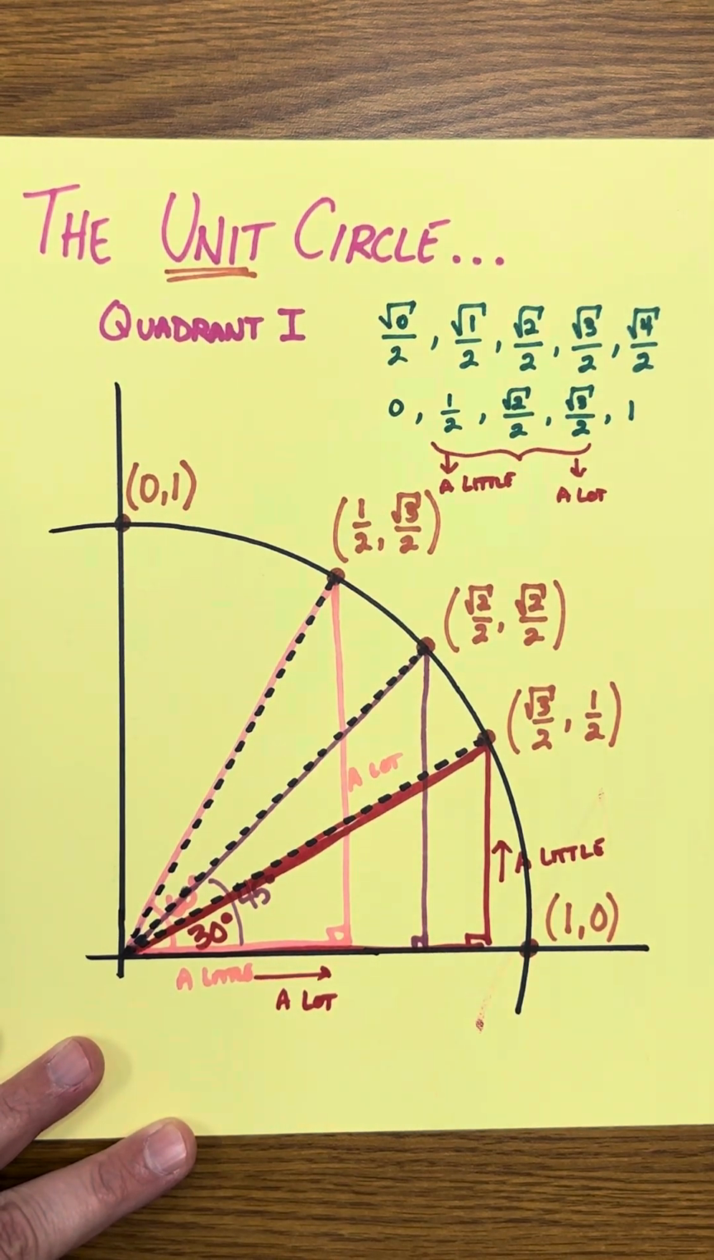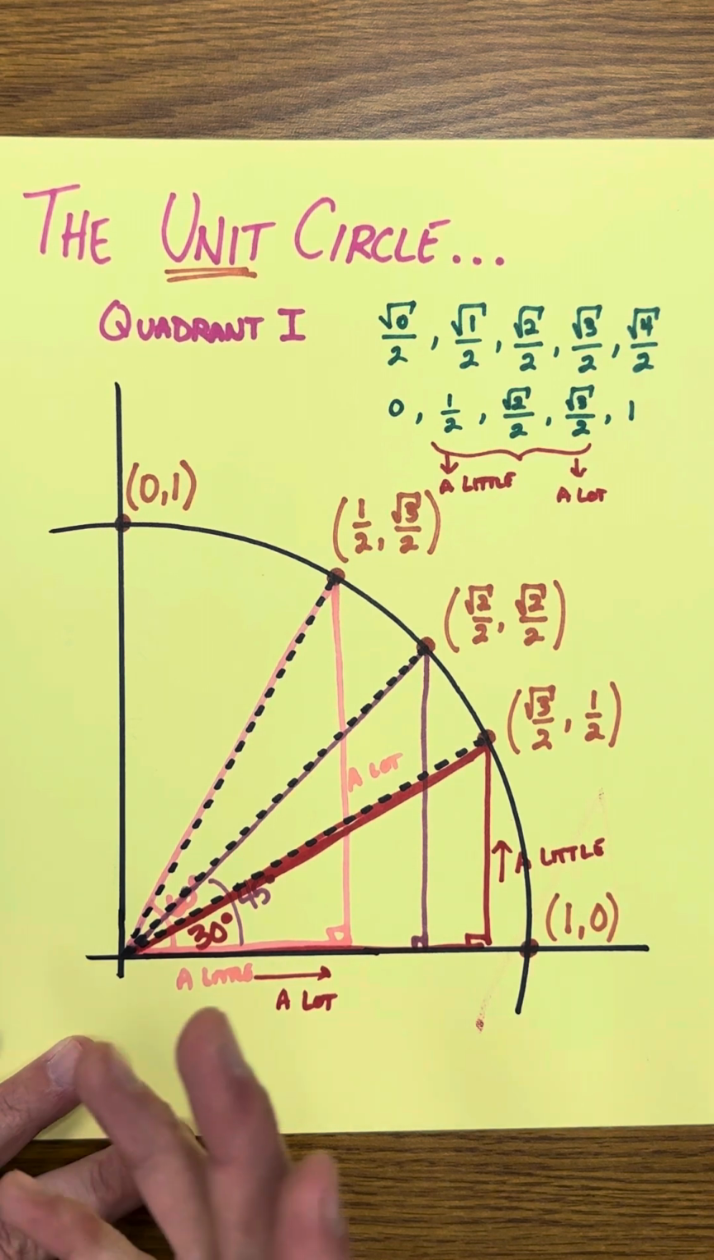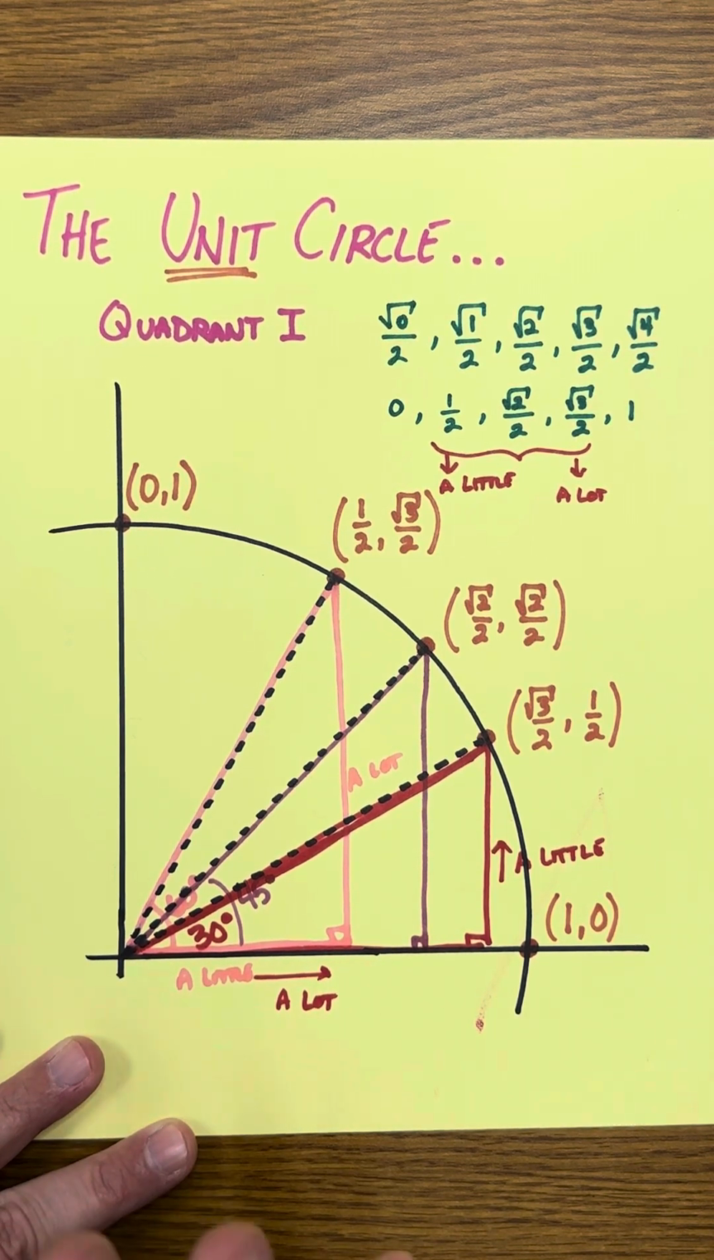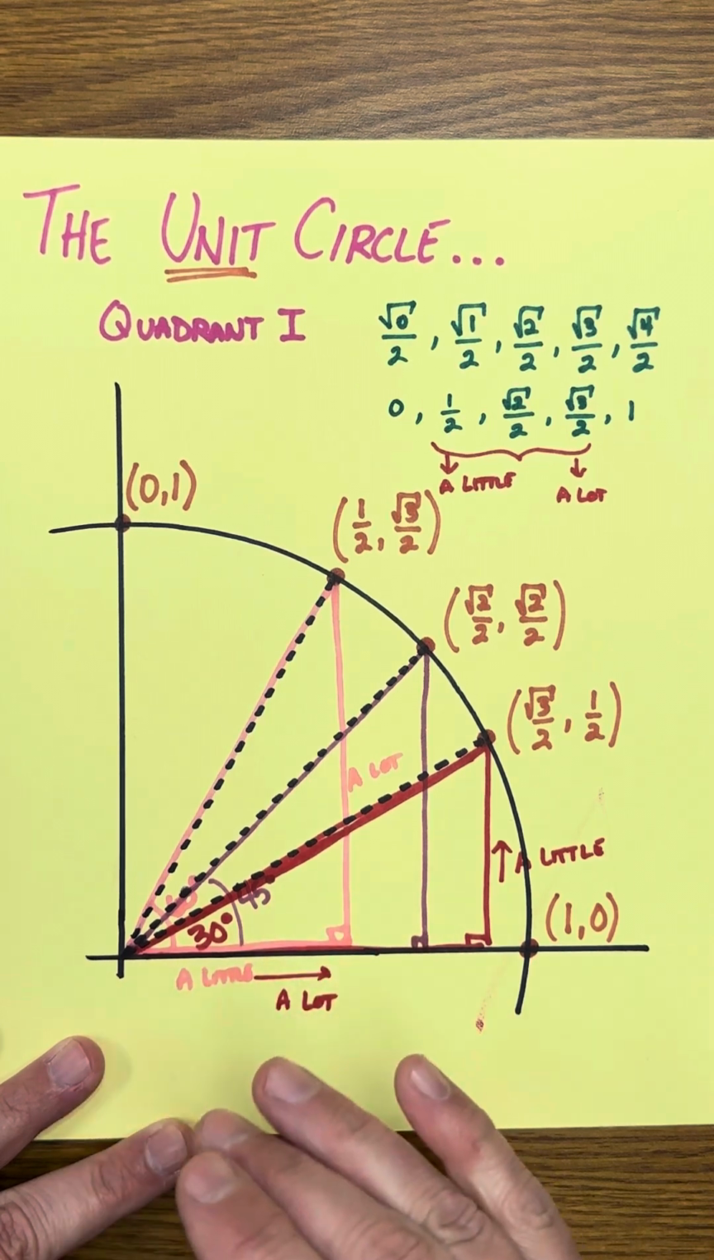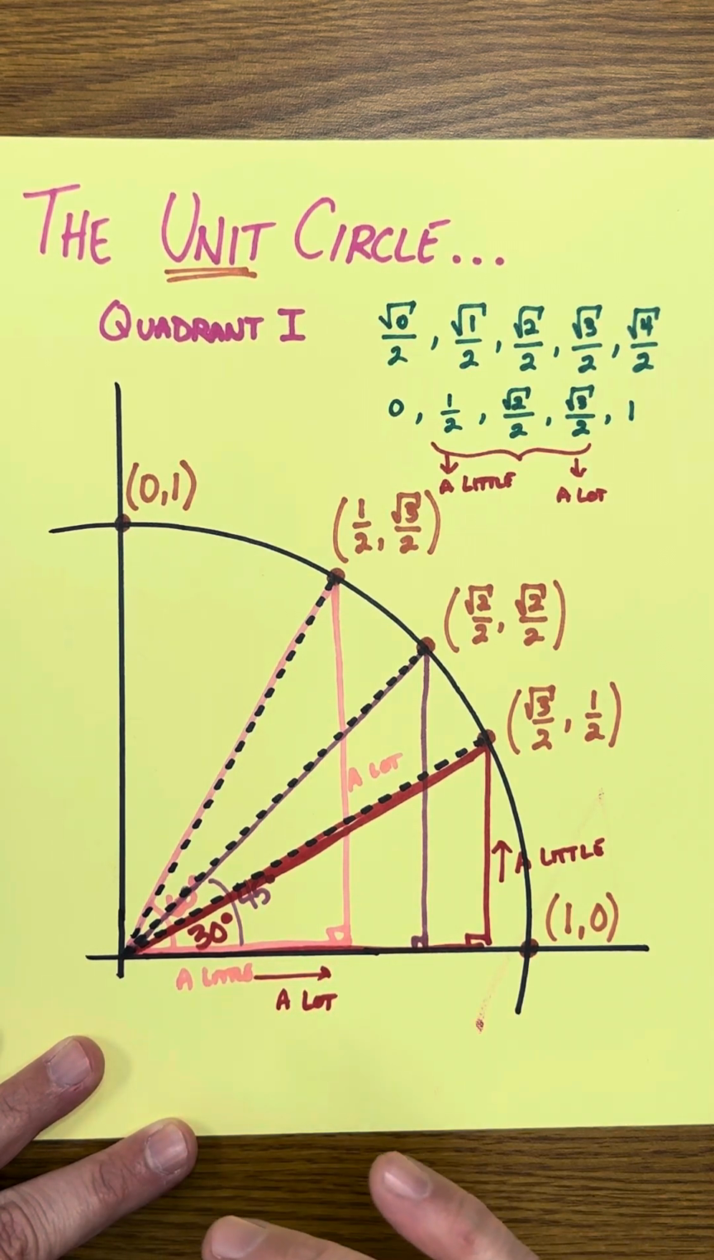Okay, that's quadrant 1 of the unit circle. With a little bit of practice and a little bit of effort, you can master quadrant 1 and then apply that to all 4 quadrants of the unit circle.